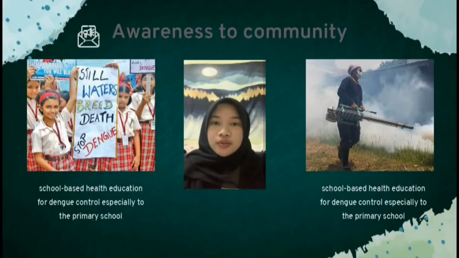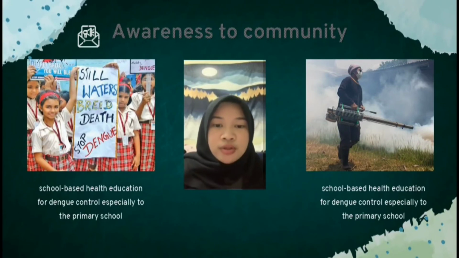One of the ways to make people aware of this disease is to make a school-based health education program for dengue control, especially for primary school students. This is because children can build great knowledge from a young age. They are constantly absorbing new information quickly. It helps them to become aware of the virus.